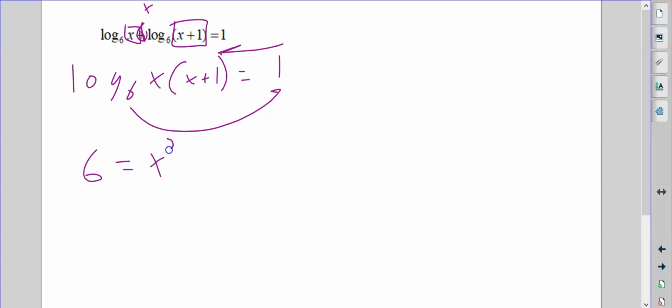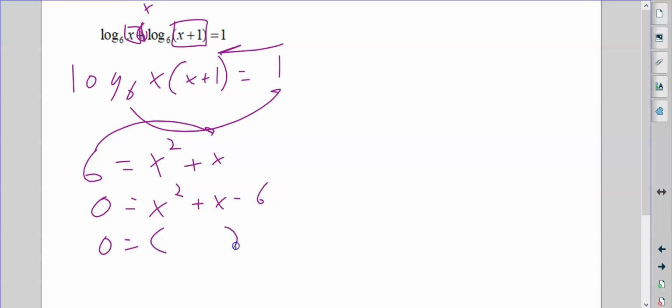If you want to save a step, you can just write x squared plus x and distribute it now. But then we're going to move this back over, so we're equal to 0, so we can factor x squared plus x minus 6. I almost wrote equals 0 again. Habit to put it on the right side. And I'm just going to factor. I need two numbers that multiply to give me 6 that differ by 1. Well, that's 3 and 2. I want more positives than negatives. And then when I solve, I get -3 and +2.